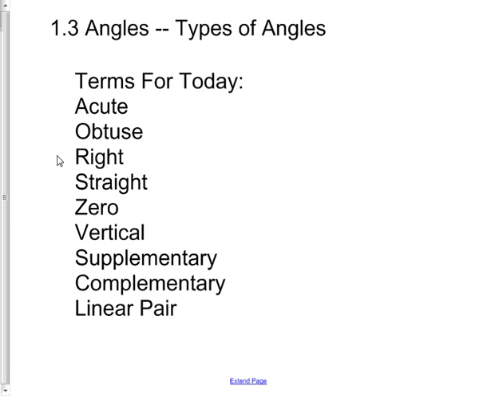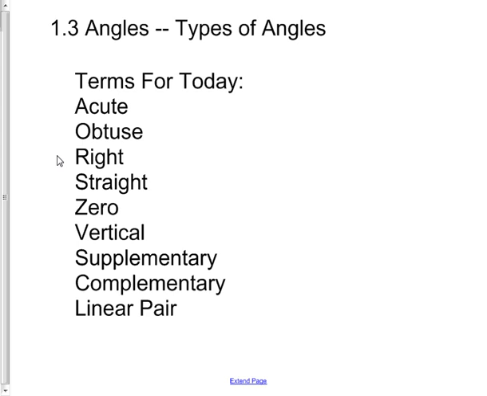Okay, this is the first of our many installments of videos for angles. And today, this video is going to be mostly focused on just the vocabulary in angles, the different types of angles, and how to identify them. So these are the terms we're going to talk about today: acute, obtuse, right, straight, zero, vertical, supplementary, complementary, and linear pair. So let's get into it.